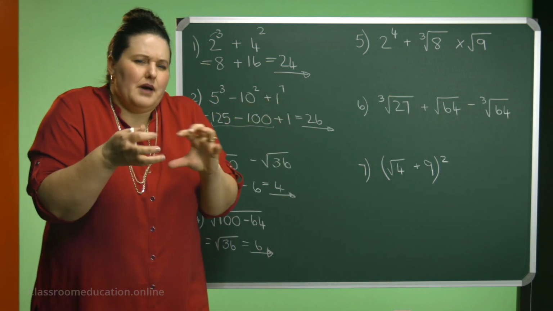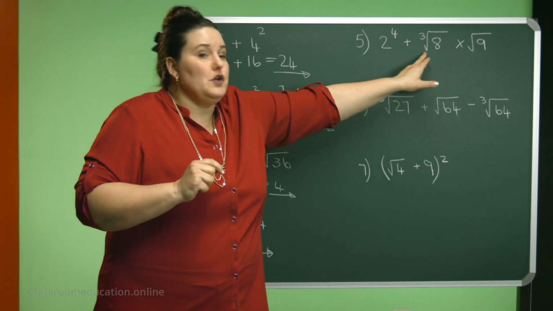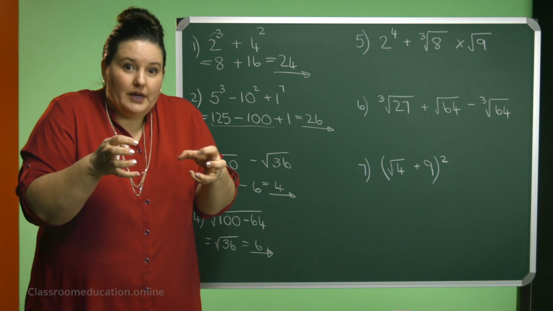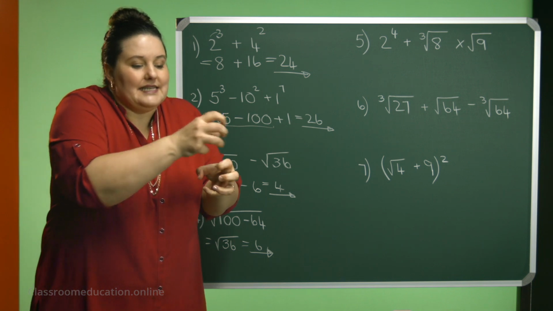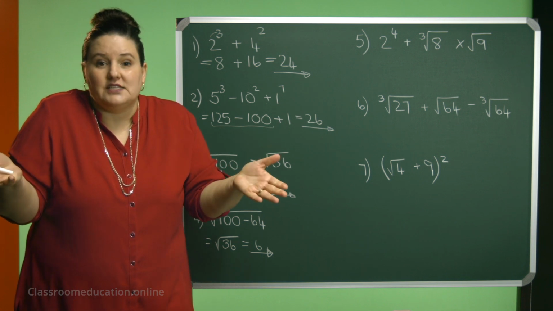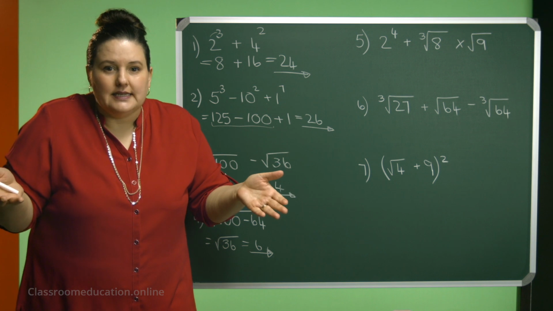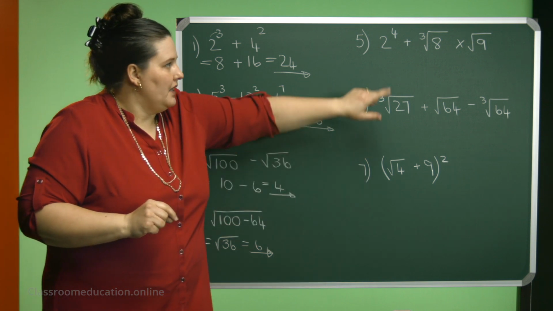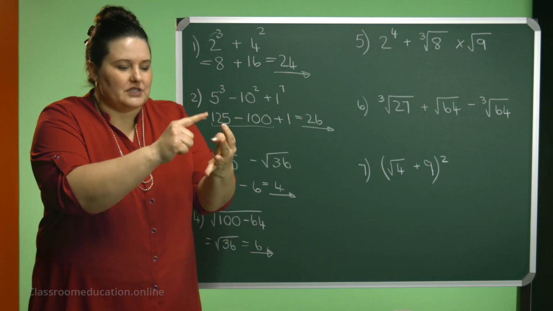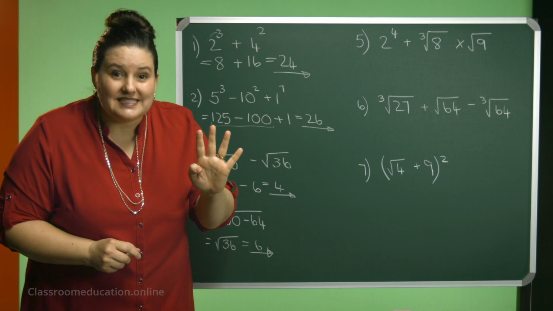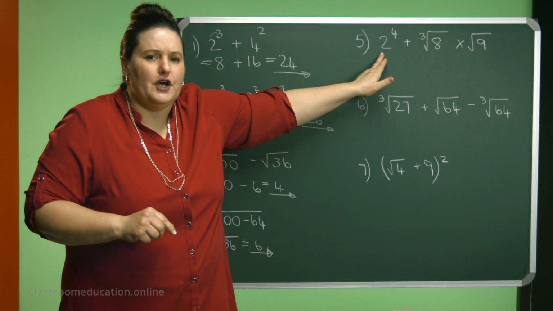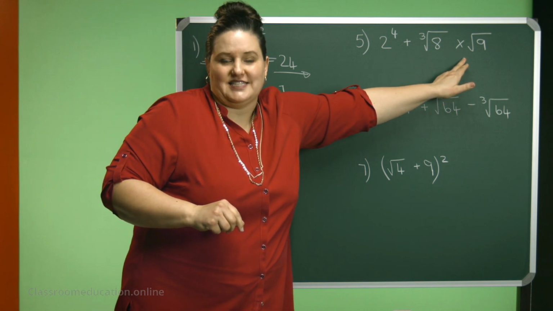Then another thing that might be a bit tricky is the cube root of 8. Remember, if I had a cube and it consists of 8 little cubes, what will be the dimension of the sides? Or what will be the length of a side? We'll have a look at it just now. So, 2 to the power of 4. 2 times 2 times 2 times 2. That will be 16. Now, some might say, but why do I do 2 to the power of 4 first before the multiplication sign?